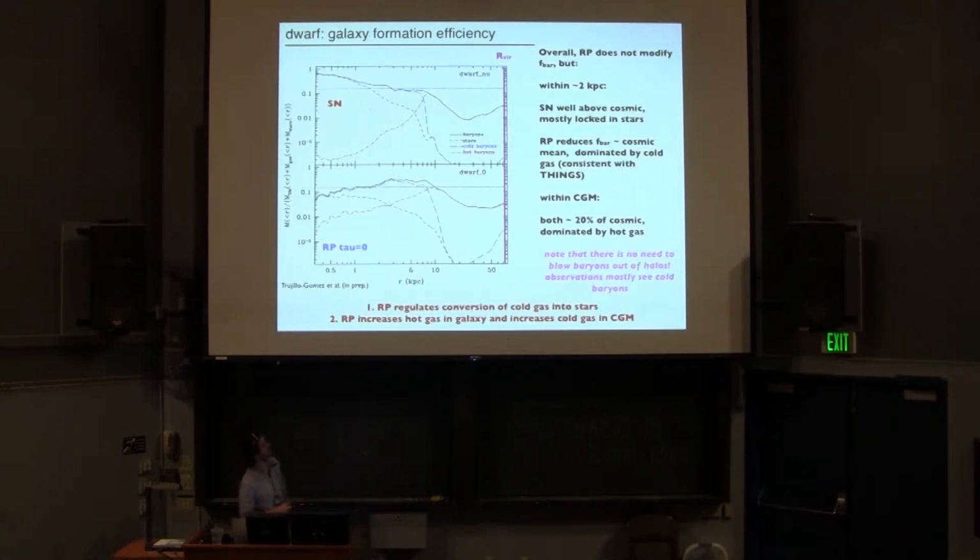Looking in detail at what the baryons are doing in each of the fiducial models, here's the supernovae model, and here's the radiation pressure momentum conserving model. This is the baryon fraction in each component as a function of radius. We can see that they look pretty much the same. This is a new result. Many people say you need to eject most of the baryons out of the halo, and we see here that in order to get the right stellar masses, you don't have to do that. I think Piero also alluded to that.